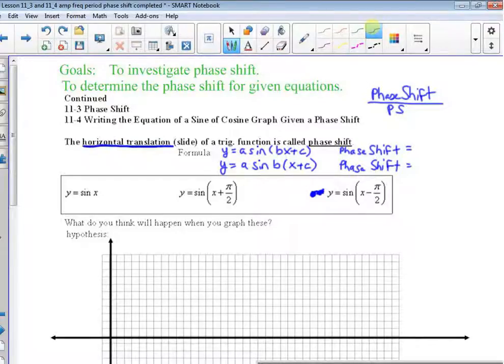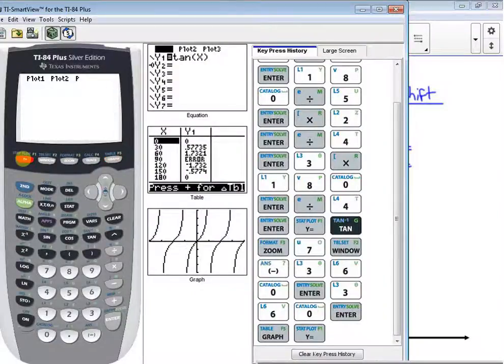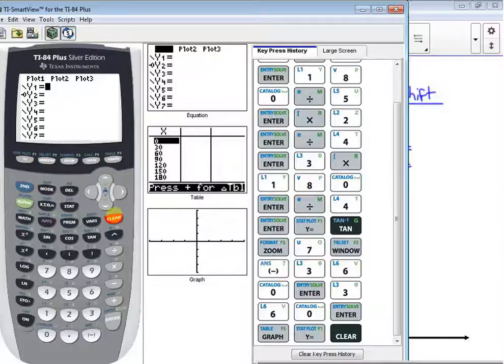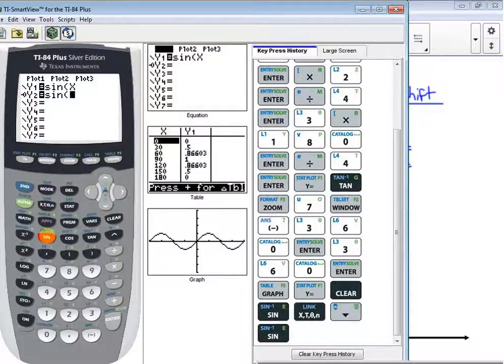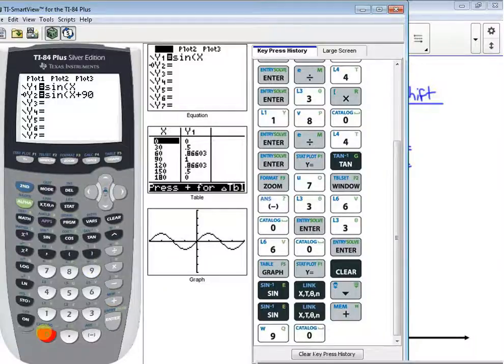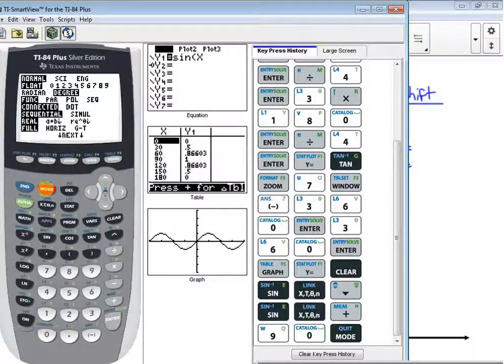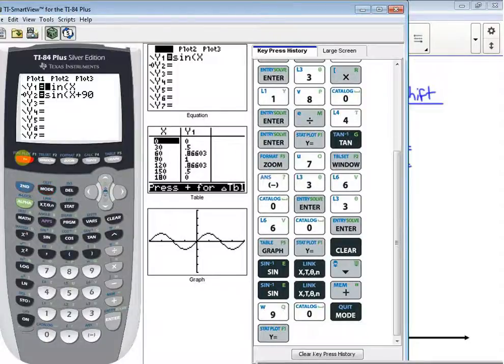Okay, so before we fill those in, let's look at the graphs of sine of x plus pi over 2, and sine of x minus. So go to your calculator. If you clear out your tan graph, put the sine curve in to begin with, and then do the sine of x plus. Now I'm in degrees, so I'm going to have to go with 90, because I'm in degree mode, I'm pretty sure. Yep. So x plus 90.